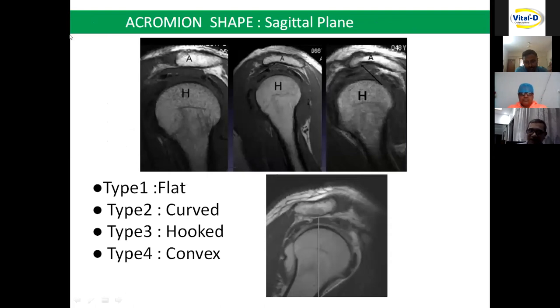And in this slide, you can see the four varieties of acromion. This is flat, type 1 acromion. This is curved, type 2. This is the hooked variety of acromion, type 3. And this is convex, the type 4 variety of acromion. All of these except the first cause impingement to our rotator cuff, mainly the supraspinatus muscle.